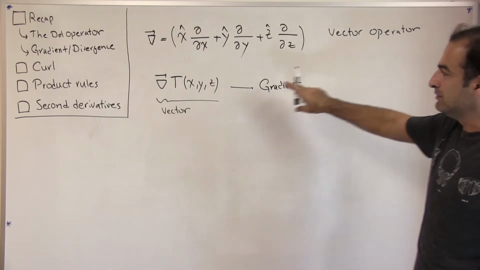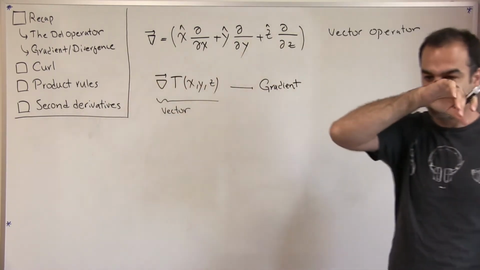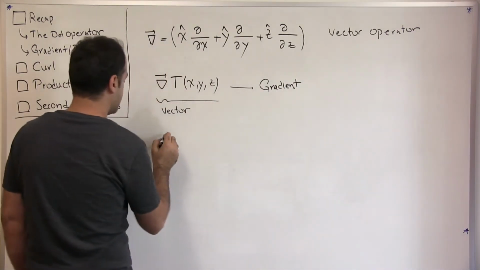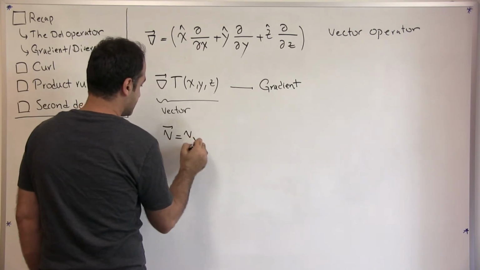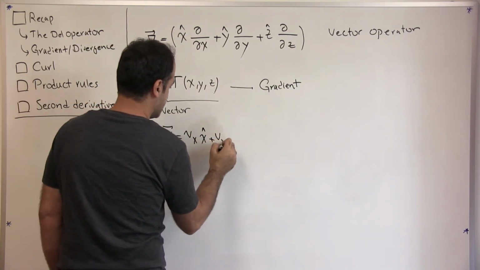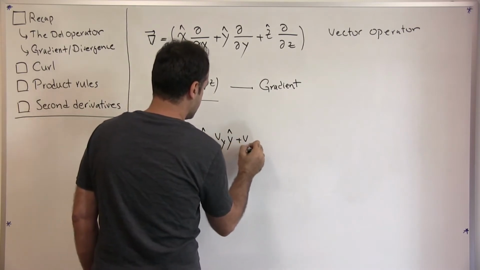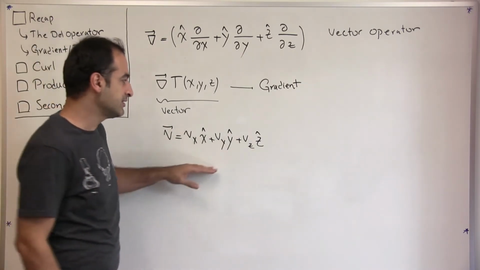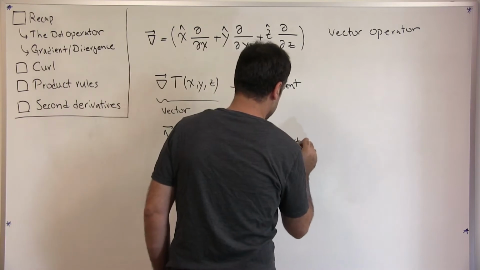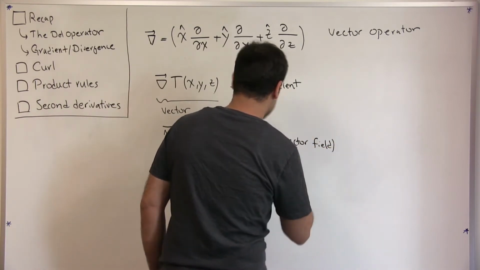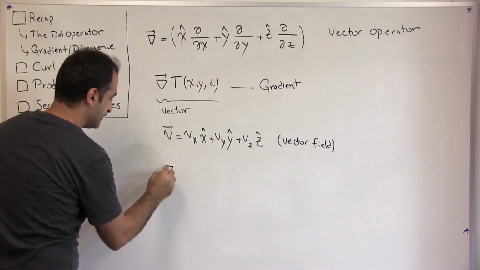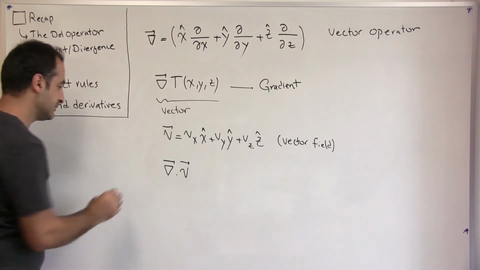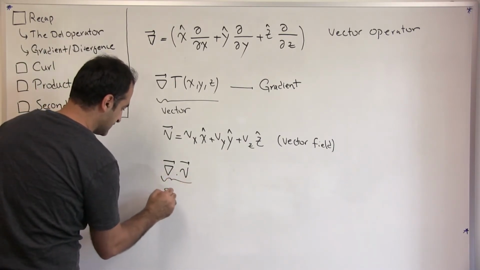And then del operator is a vector operator. You can also apply it on vectors, okay? One way to do that is doing the dot product. Imagine we have the vector field defined as Vx times x hat plus Vy times y hat plus Vz times z hat. Okay, so this is a definition of a vector field. And if we apply the operator using the dot product, okay, the combination is divergence, and the outcome of that is a scalar.